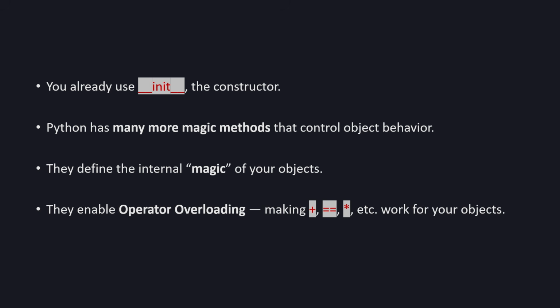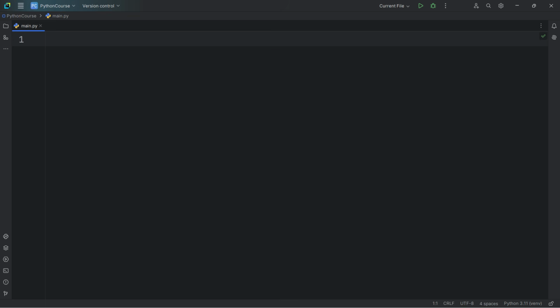This is the core of what we call operator overloading, making operators like plus, equal to, and multiplication work with our objects. Magic methods are hooks. They are special methods that you don't call directly. Instead, Python calls them for you when you use certain syntax.